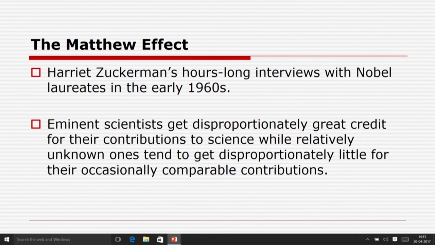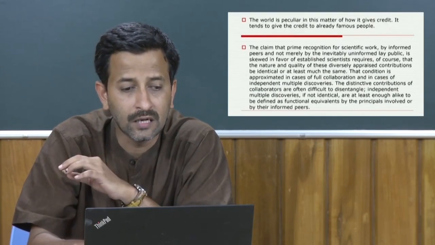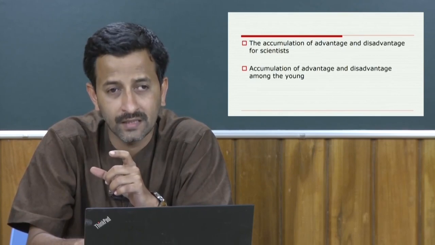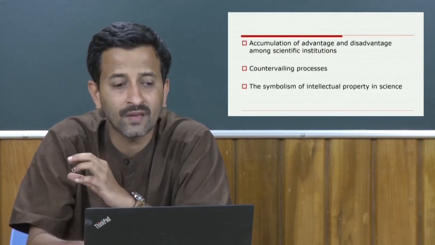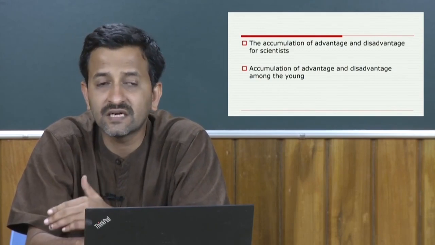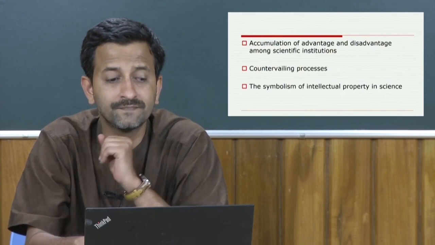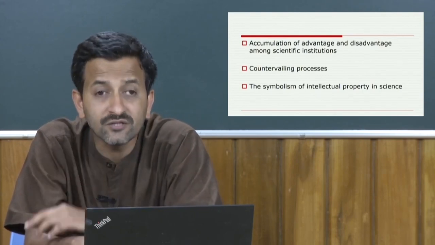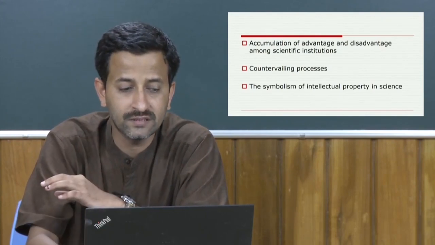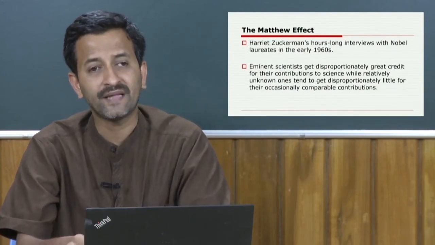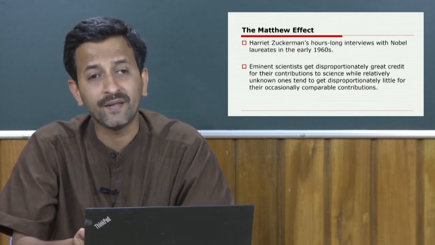Now, in this lecture, what we are going to do? We are going to look at the Matthew effect in its generality. The Matthew effect in science in its generality. The accumulation of advantage and disadvantage for scientists, accumulation of advantage and disadvantage among the young scientists in particular, then accumulation of advantage and disadvantage among scientific institutions, research organizations, research institutions, then followed by countervailing forces and the symbolism of intellectual property in science. Now, let us see how the Matthew effect in science in its generality may be discussed.